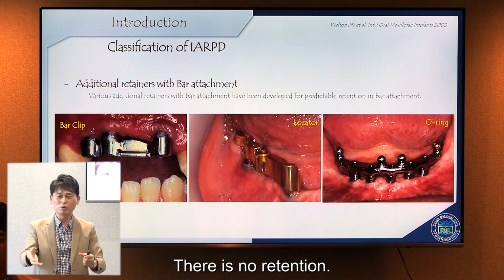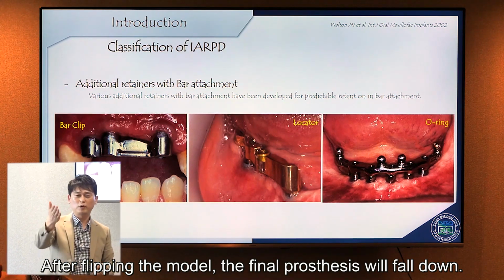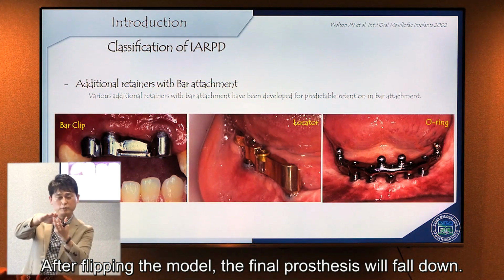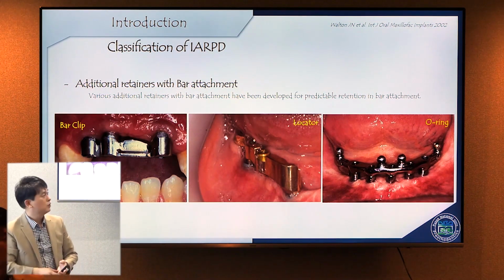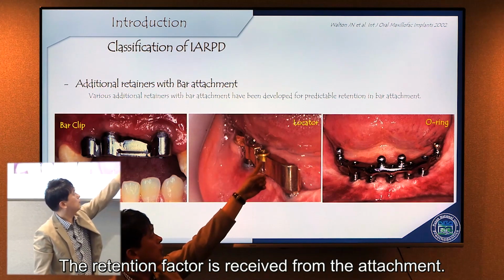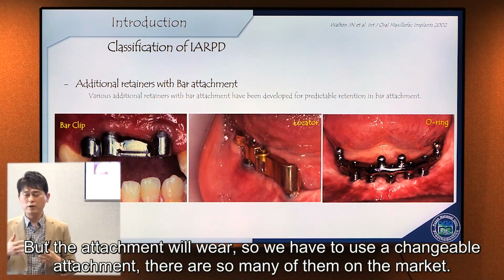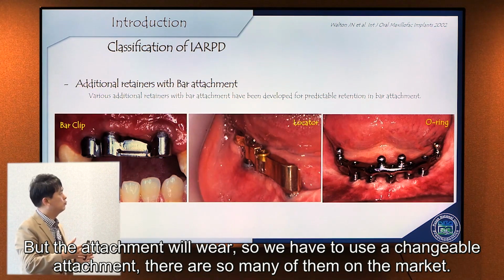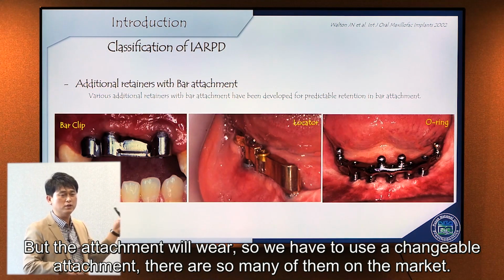There is no retention. After the opposite side, the model makes the opposite side, the final prosthesis will be pulled down. Yeah. The retention factor has to be obtained from the attachment, so we have to use the changeable attachment. There are so many things in the market.